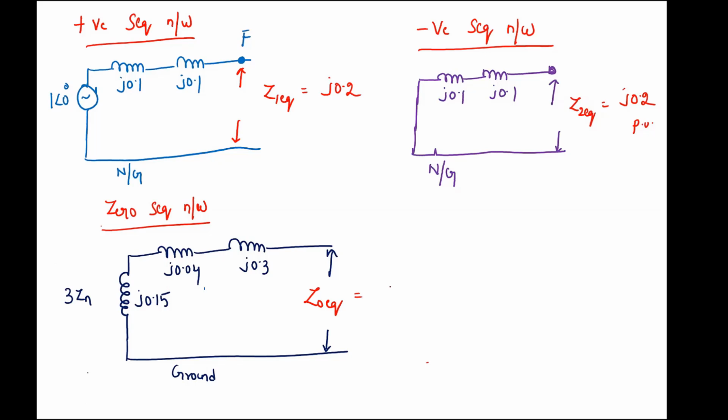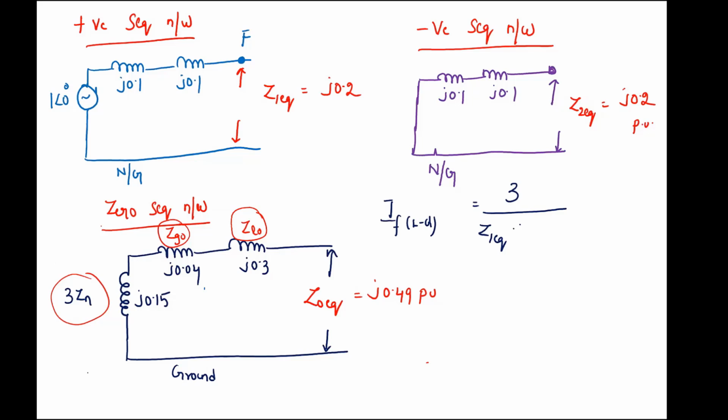So this value will become 0.49 per unit. This is 3Zn, this is Zg0, this is ZL0. Since there is no transformer, there is no complexity in the connection. So you know Z1 equivalent, Z2 equivalent and Z0 equivalent. The formula for the fault current in a single line to ground fault, IF for LG, is given by 3 divided by Z1 equivalent plus Z2 equivalent plus Z0 equivalent.